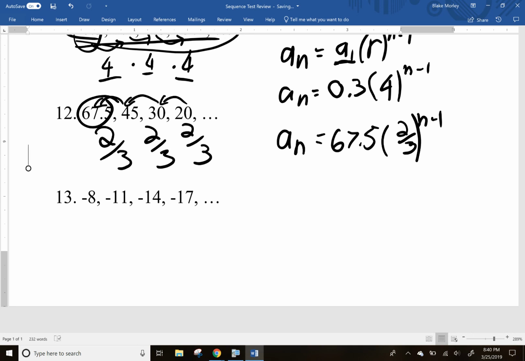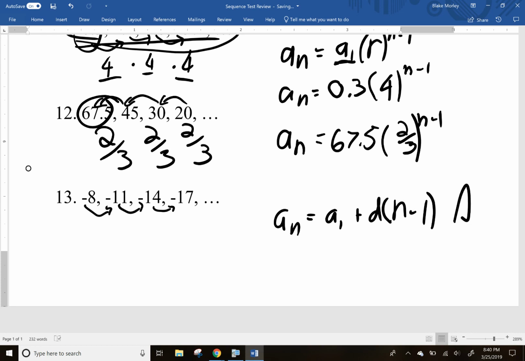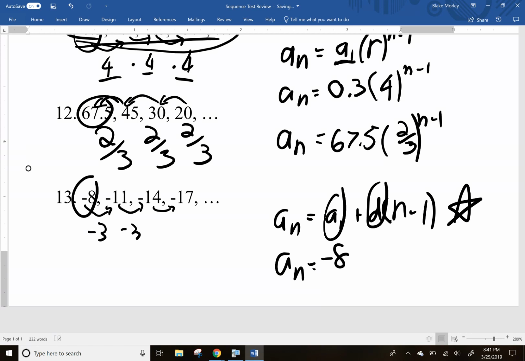All right, and number 13, I'll go ahead and tell you this is an arithmetic sequence. an equals a1 plus d times n minus 1. This is the formula for arithmetic again. We wrote it down earlier. So I just need the first term and the difference. The first term is -8, so -8. And then the difference is kind of funny because I'm actually subtracting. I'm going down, I'm subtracting 3 every time here. So I'm going to put -3 there for that. And then n minus 1.